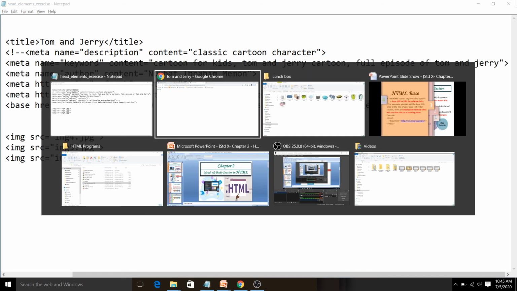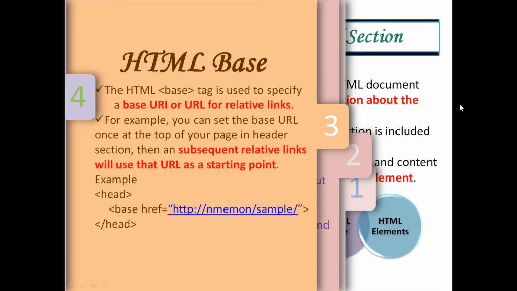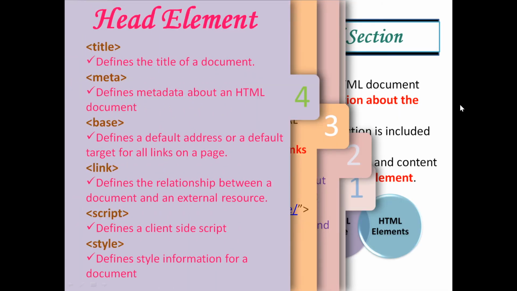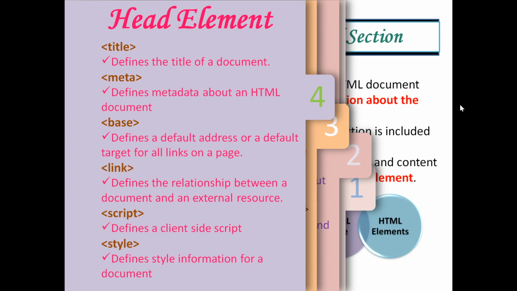Now we will move further. Now we will see HTML elements. We already completed the practical of title, meta tag and base tag. Now we have to see the last 3 terms, that is link, style and script. We will start with the link tag.